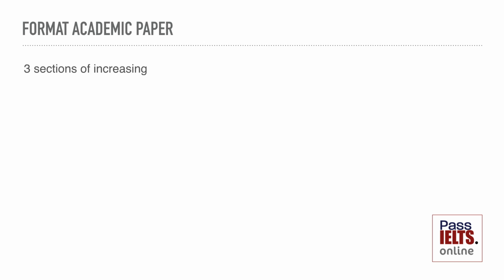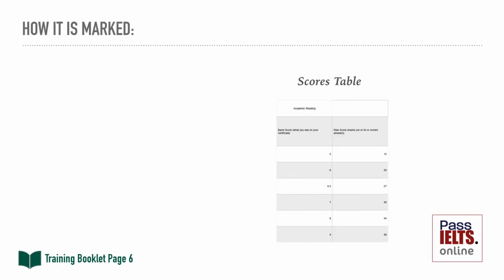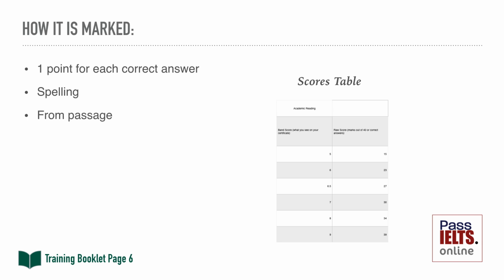In the academic reading section, there are 3 passages which get more difficult as they progress. The texts are from magazines, journals and newspapers. There is no literature. It is marked in the same way as the listening, so that you get 1 point for each correct answer, which must be spelt correctly, and it has to be from the passage. Again, you will not be penalised for the wrong answer, so always guess. It's better than writing nothing.